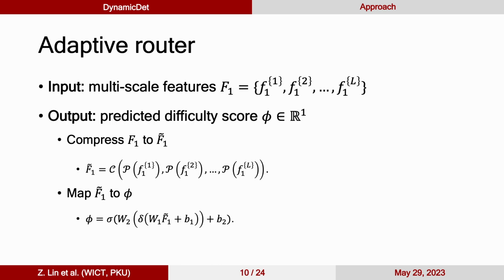We design an adaptive router based on multi-scale features, that is, a simple yet effective decision maker for the dynamic detector. For the input multi-scale features F_i, we first compress them with global average pooling and concatenate them all. Then, we map the compressed vector to the difficulty score via 2 learnable fully connected layers. Notably, sigma and delta denote the ReLU and sigmoid functions respectively.